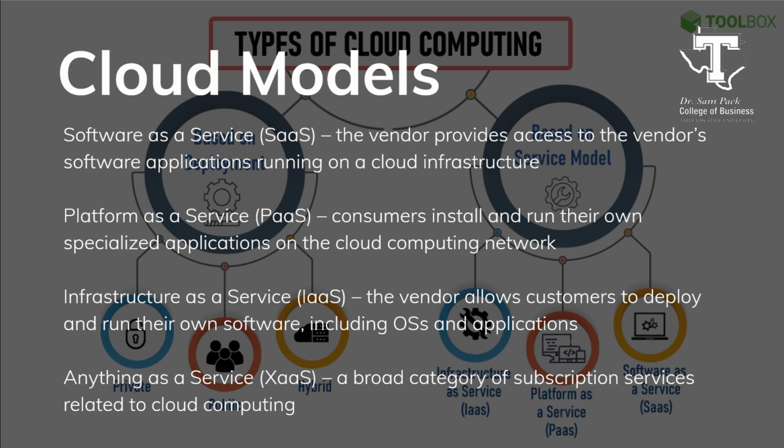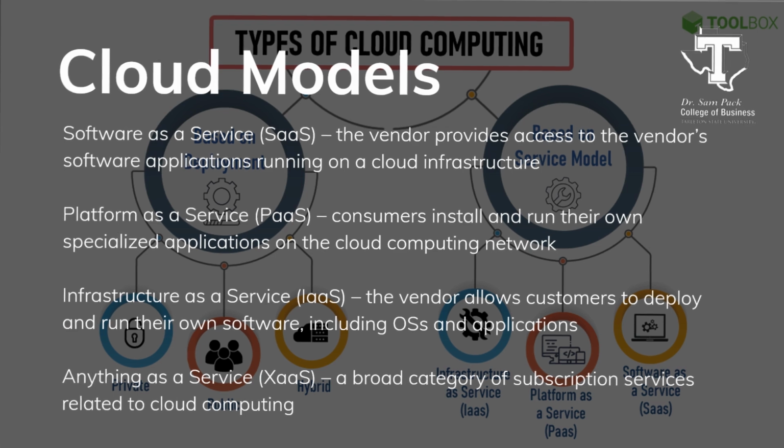Infrastructure as a service, IaaS. With IaaS, you manage your own software, including operating systems and applications, but the cloud provider handles the hardware and infrastructure. Anything as a service, XaaS. This is a broad category encompassing various cloud-based subscription services, covering everything from software to platforms and infrastructure. Understanding these models helps you choose the right cloud solutions based on your needs and control level.